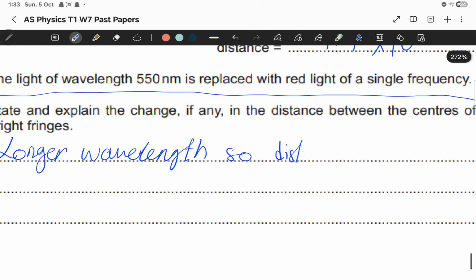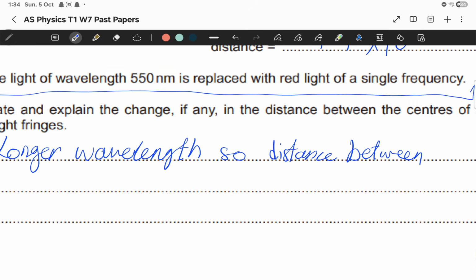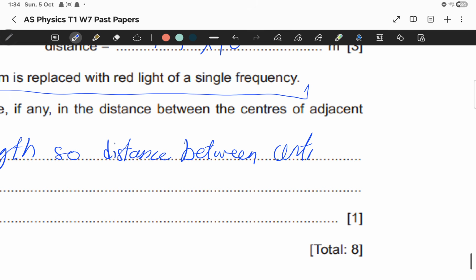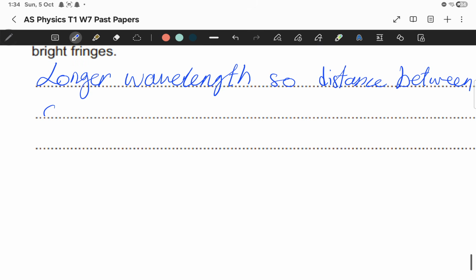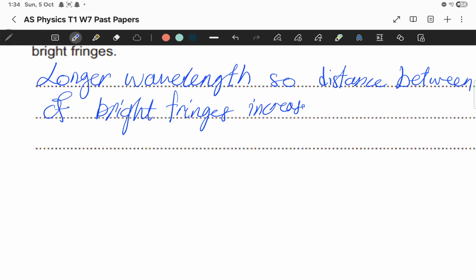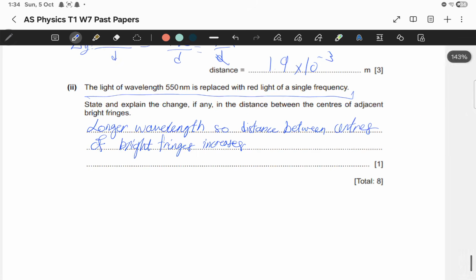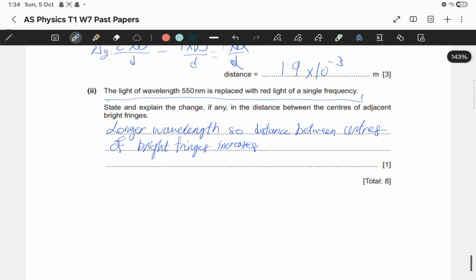That means delta y, which is the distance between the centers, is going to increase. So the distance between centers of bright fringes increases.